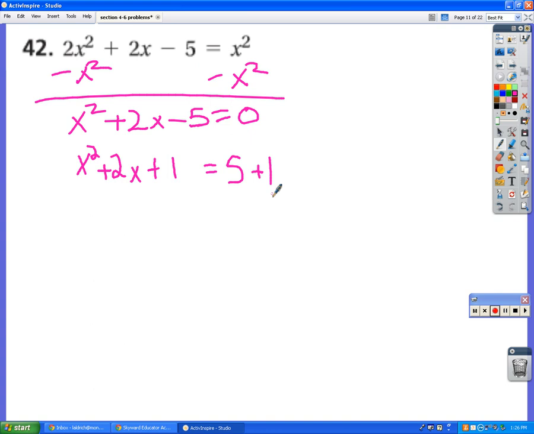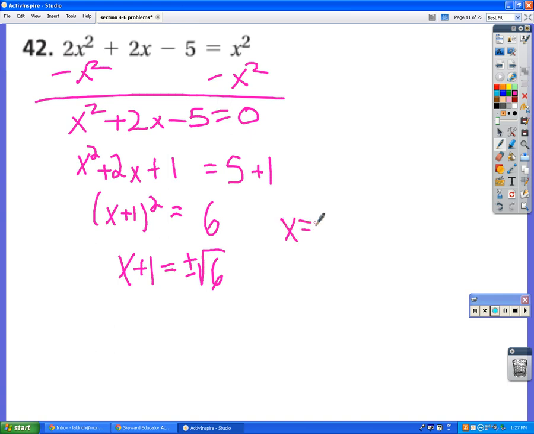All right, so what does x squared plus 2x plus 1 factor into? X plus 1 times x plus 1, or x plus 1 squared. And that's going to equal 6, because I need to combine my like terms, okay? Then I'm going to square root both sides. The square root of x plus 1 squared is x plus 1. And the square root of 6, since we don't know that as a whole number, is plus or minus the square root of 6. So it's going to be x equals -1 plus or minus square root of 6.